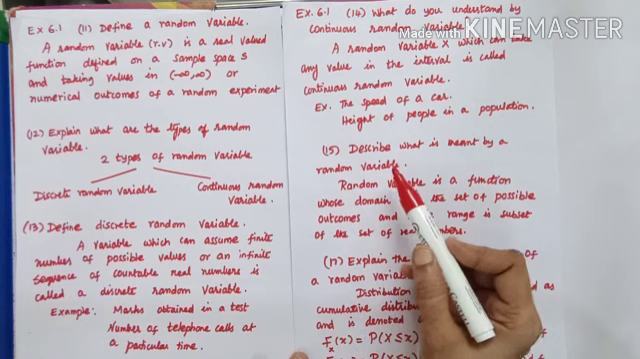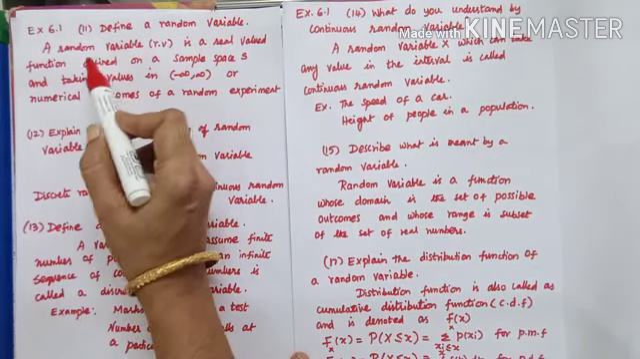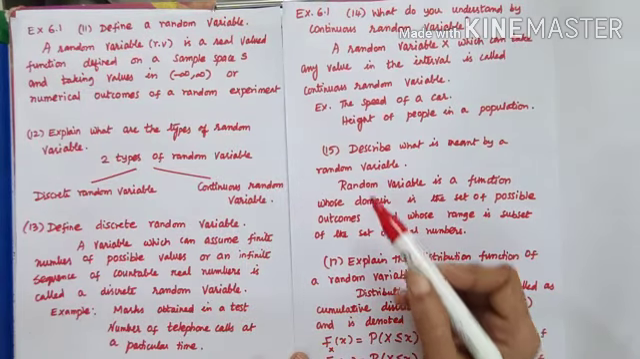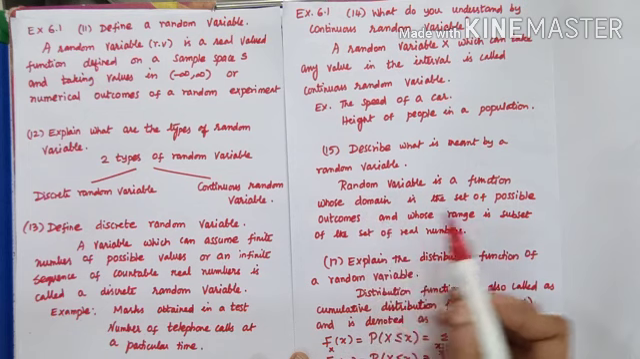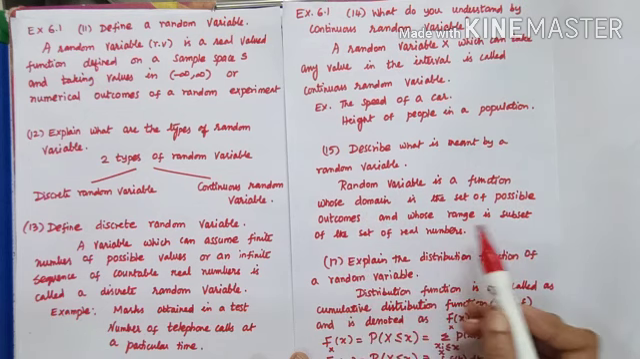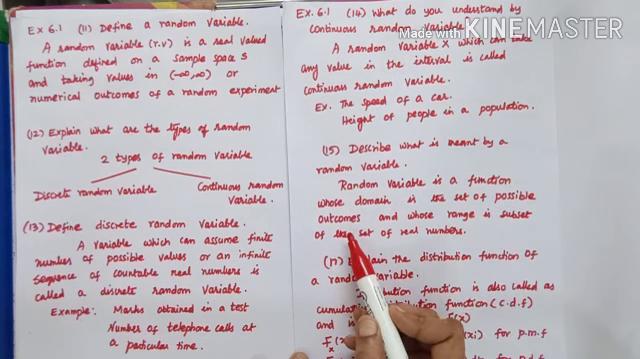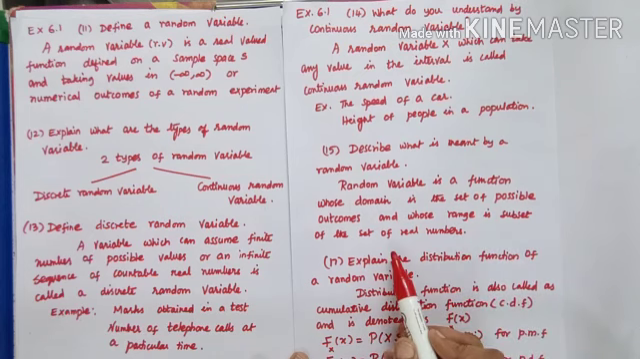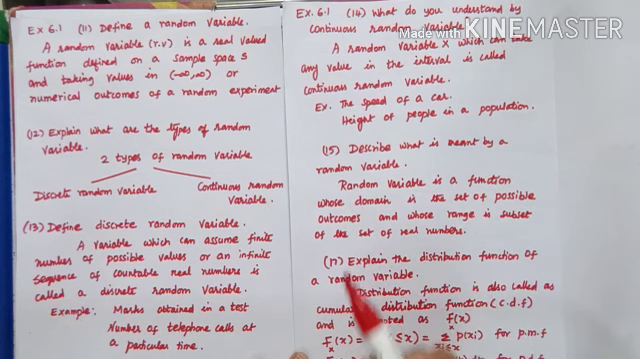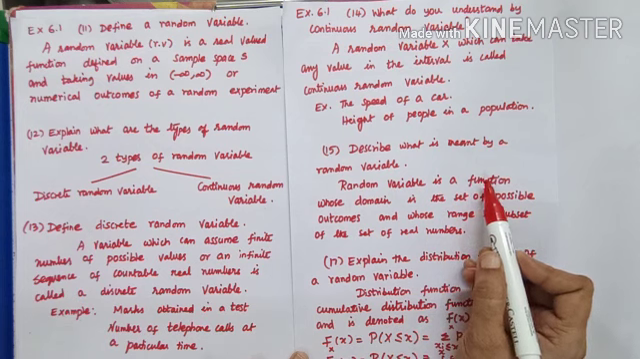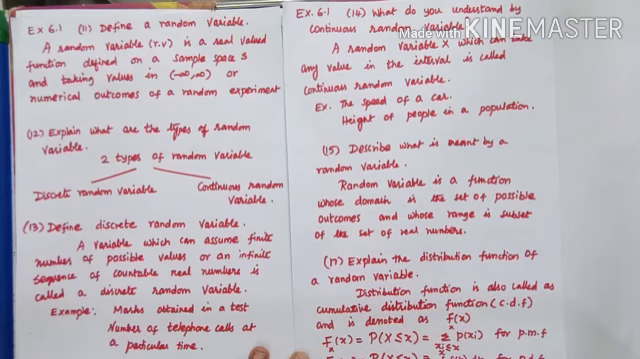Question number 15. Describe what is meant by a random variable. We already defined it here, this is the definition. The same idea, but we give it how we understand it. A random variable is a function. The domain is set of possible outcomes. The range is subset of the real numbers. Remember, random variable is a function. So three ideas we say here. It's a function. The domain is set of possible outcomes and the range is subset of real numbers.